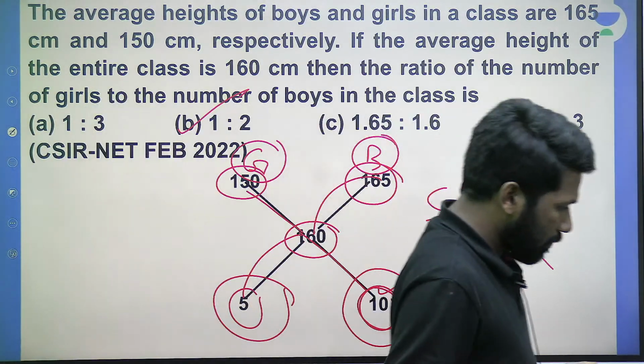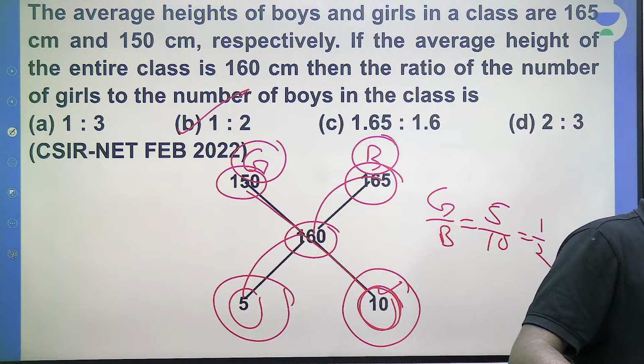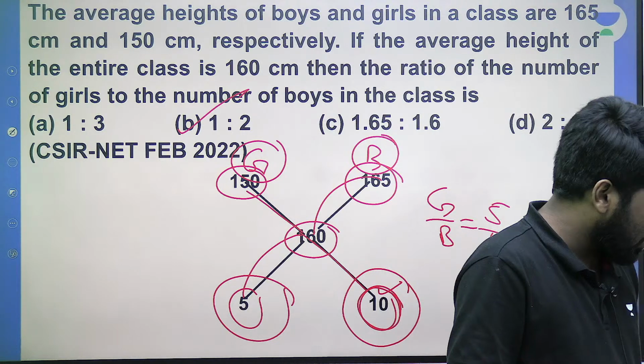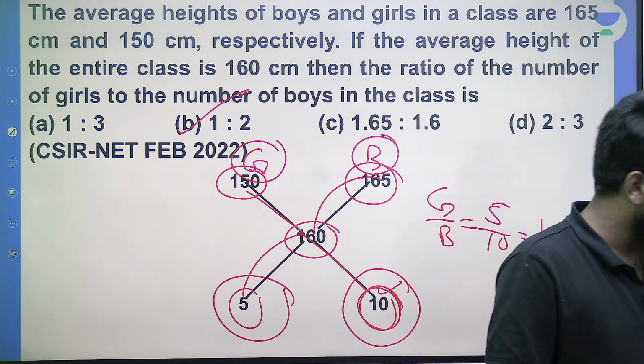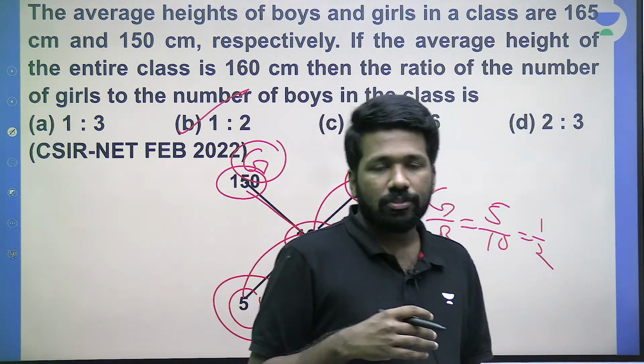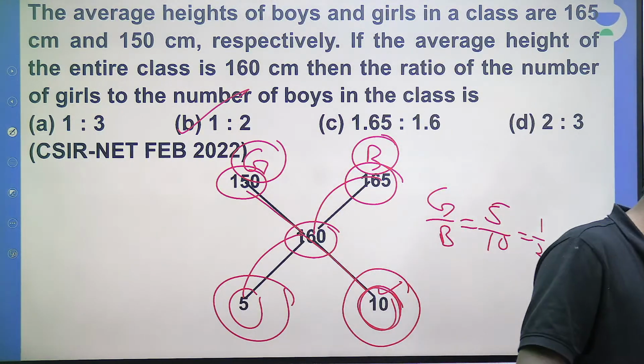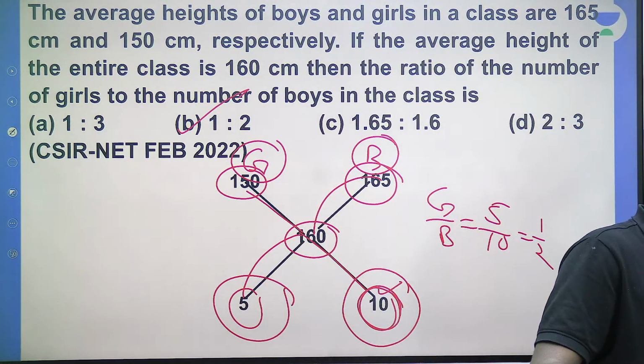Did all of you understand how to use the alligation trick and when to use it? Please respond. In the last class of the shortcut methods and tips and tricks course, we have discussed the alligation trick in detail and 14 other methods also. You can check those out if you are on the Plus platform. So I think this much is clear. Then let's go to the next question.